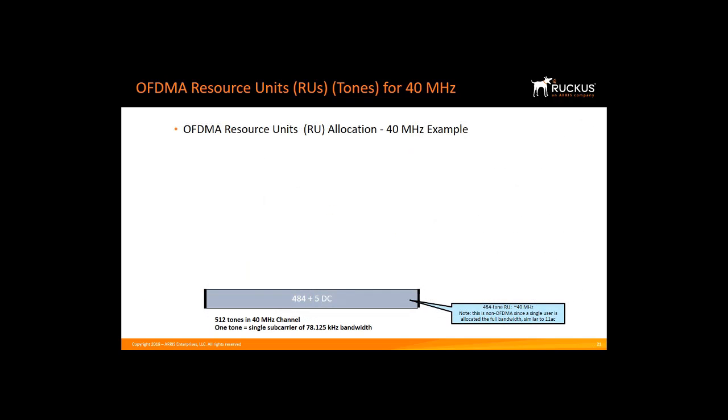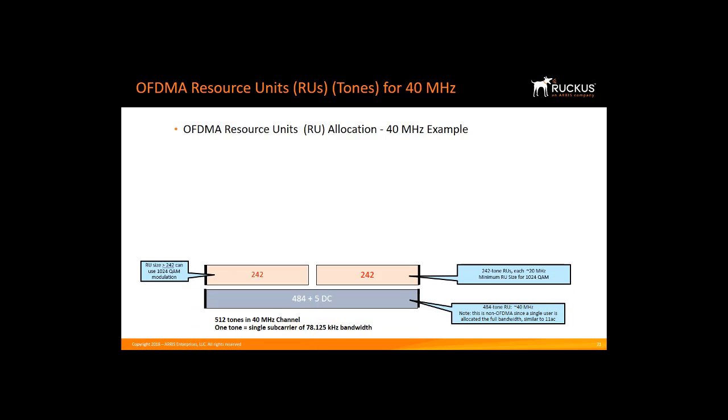Here we show a 40 MHz channel. There are 512 available tones or subcarriers in a 40 MHz channel. One tone equals a single subcarrier of 78.125 kHz. For high bandwidth applications such as video, the AP can decide to allocate the entire channel to a single user. This would be the same as 11ac today and does not fit the definition of OFDMA. Or the AP may serve 2 users simultaneously, each occupying 242 tone resource units, each being approximately 20 MHz.